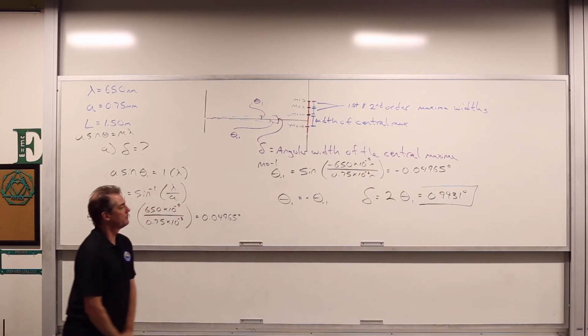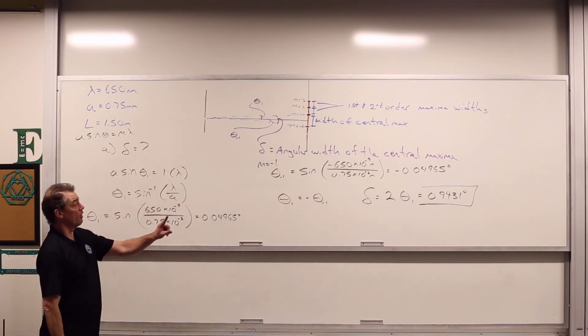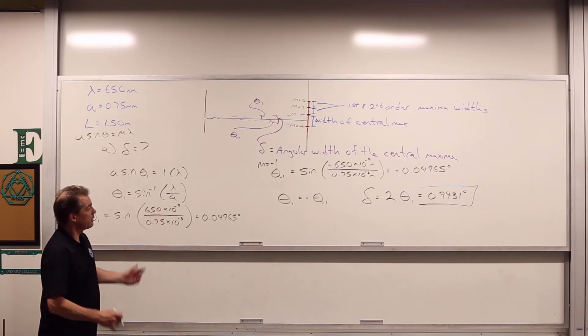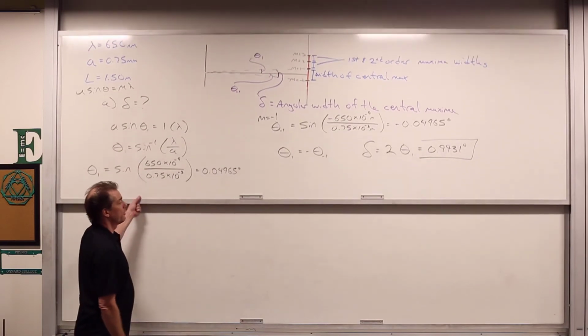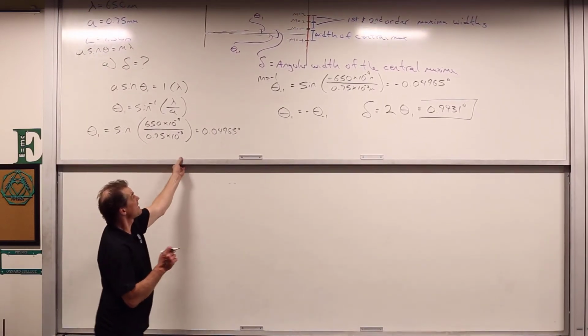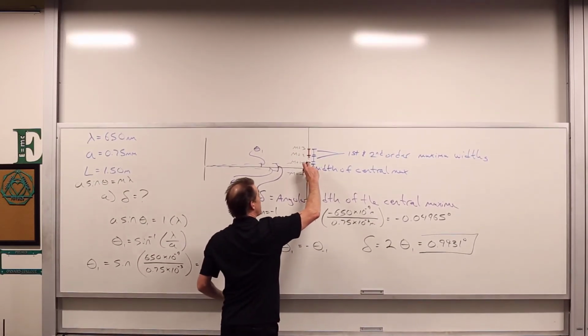Almost 1 degree. There is the angular width of that central maxima. Fantastic. That's what we're asked for. That's what we get. All right. So now we move on and we say, well, what about the linear width? What is the spatial extent of this maxima?